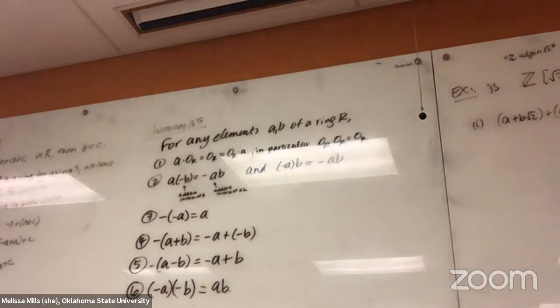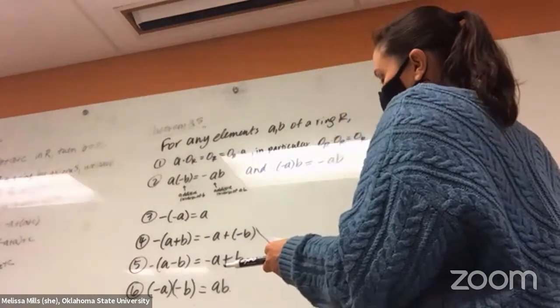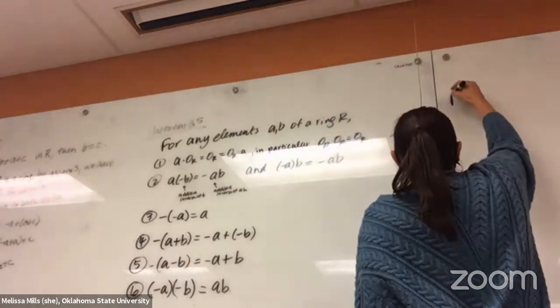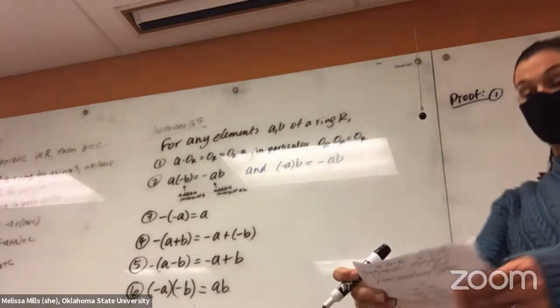That way you can kind of see the strategies of proof here. Okay, so for 1, I want to show that A plus 0R is equal to 0R. Okay, so we're going to go proof of 1.